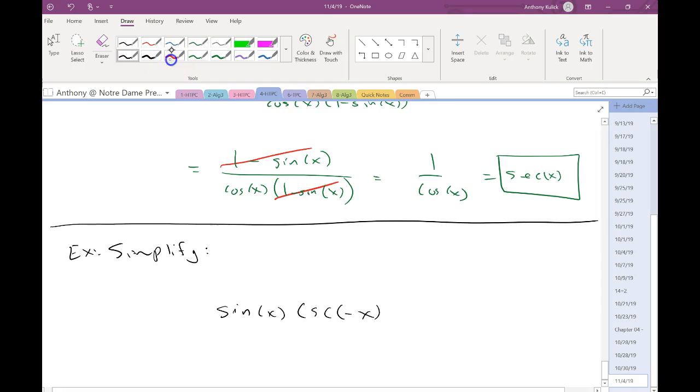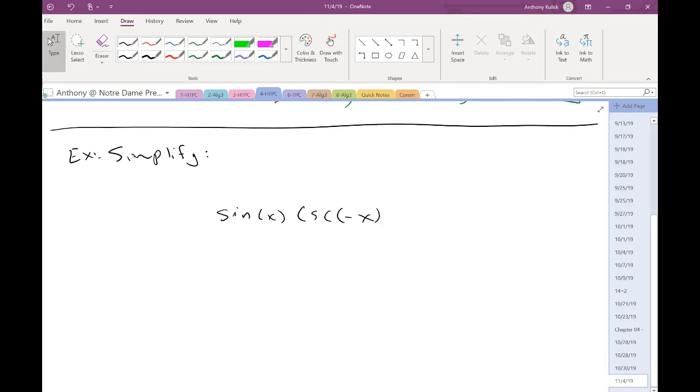Okay, what if we wanted to do sine x times cosecant of negative x? Is there any algebra thing to do here right away? No, you should have 2 trig functions multiplied together. The best we can hope for is that somehow these things are going to kind of cancel out a little bit and leave us with a single trig function. What would you want to do first here? Allison?